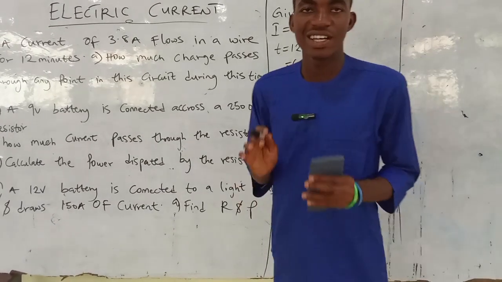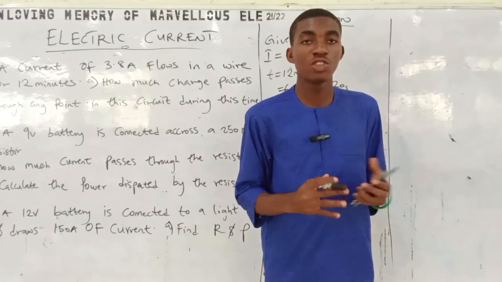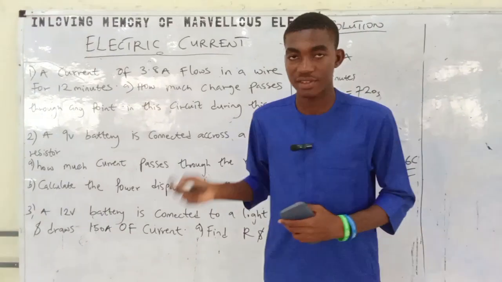We are done with our first question. Very easy. Electric current is very easy. Just know the concept, know the method used in solving it, know how to generate the formula, and you're good to go. So you can pause the video and try the second example.